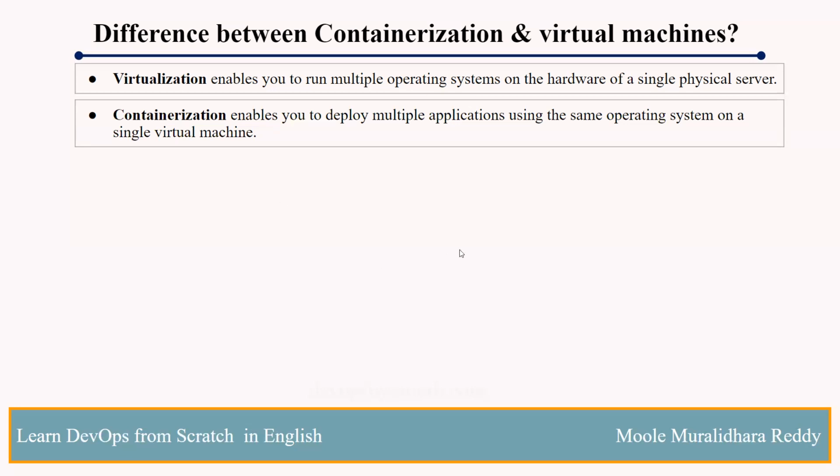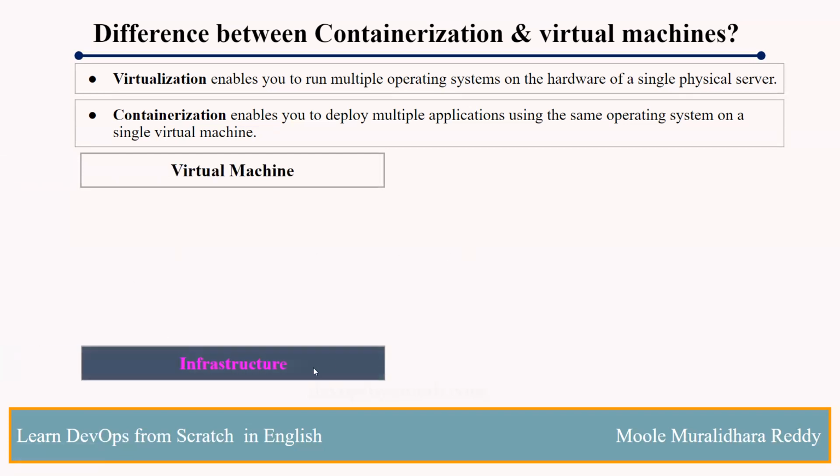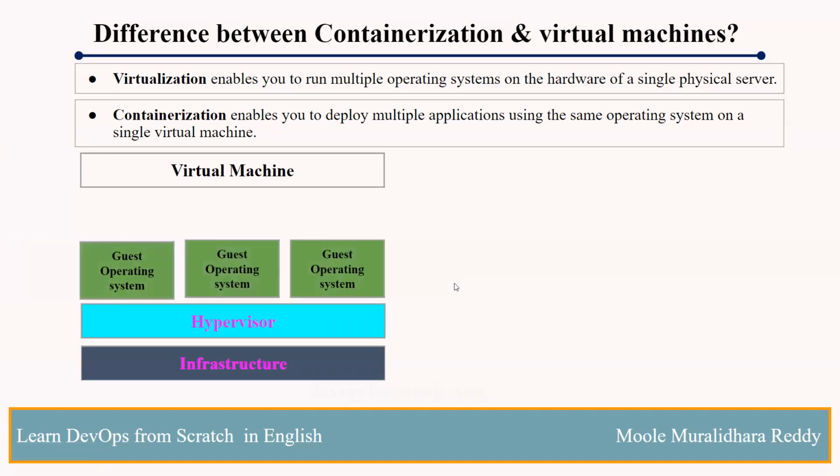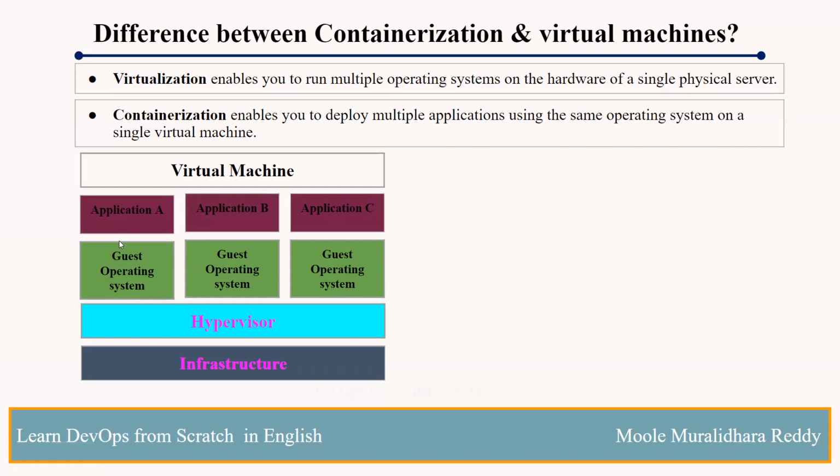Okay, and let's see the diagram, you'll get more idea. For example, we have a virtual machine. In this virtual machine, we have infrastructure. On top of the infrastructure, we have a hypervisor. On top of that hypervisor, we have multiple guest OSs. For example, if you want to deploy three applications, we may use three different guest OSs. If you see here, application A requires one guest OS, application B requires one guest OS, and application C requires one guest OS.